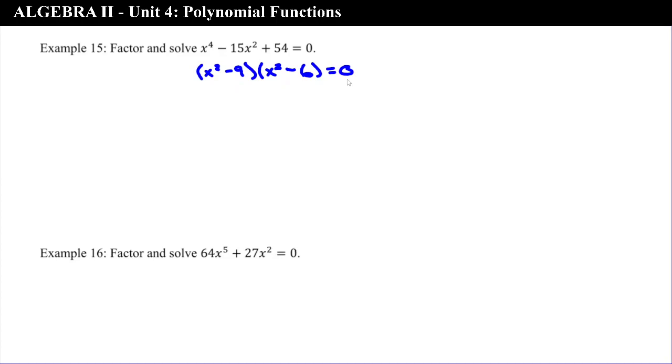Now, can we factor either of those? Well, look at the first one. We can factor this because this is a difference of squares. So since it's a difference of squares, I'm going to factor it down to x minus 3 times x plus 3. And then the second one we cannot factor, so we will just leave that alone. And now we've factored it as much as we can. We're going to set all of these equal to 0.